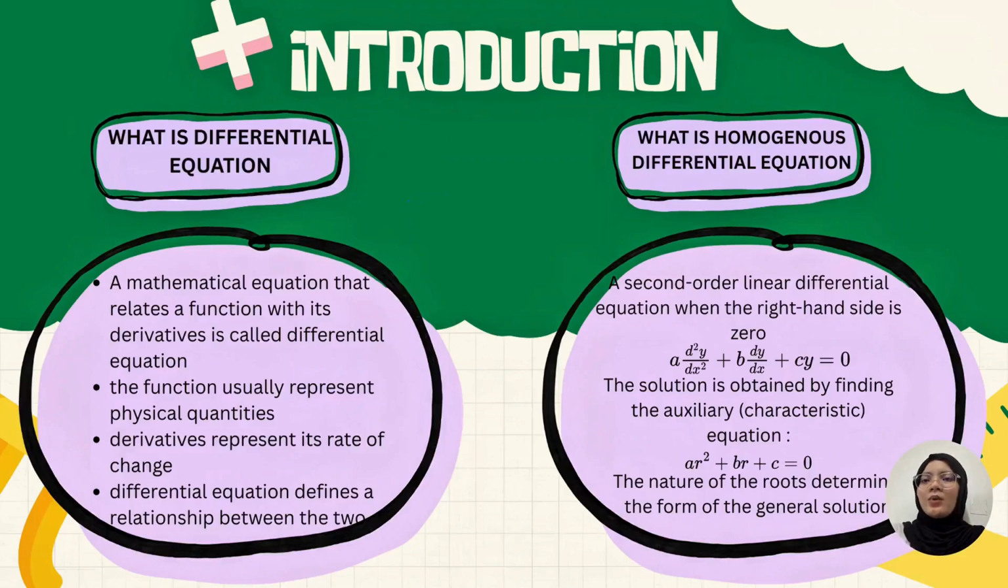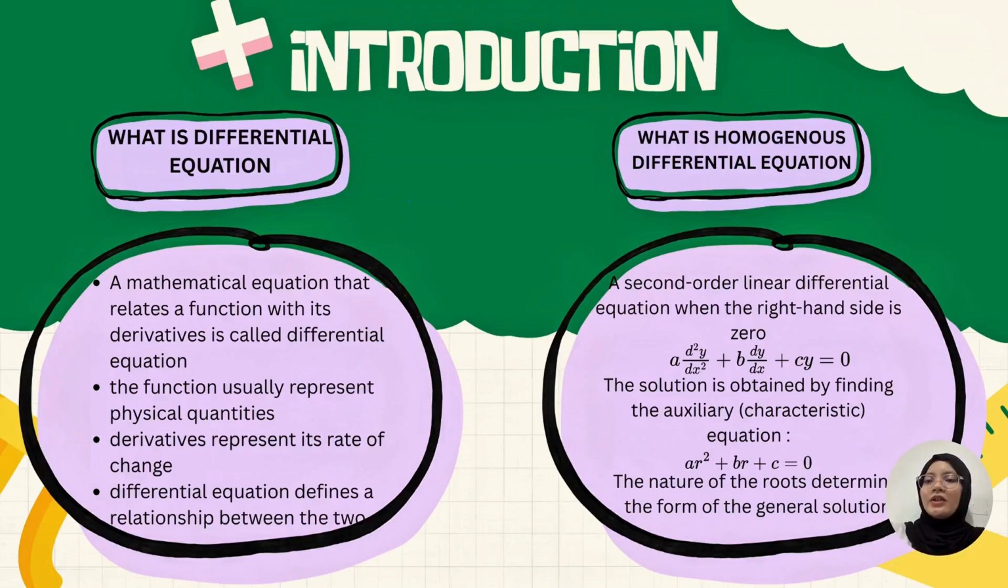So, what is a differential equation? A differential equation is a mathematical equation that relates a function with its derivatives, and the function usually represents physical quantities. Derivative represents the rate of change, and the differential equation defines a relationship between the rate of change and the physical quantities. Okay, next, what is a homogeneous differential equation?